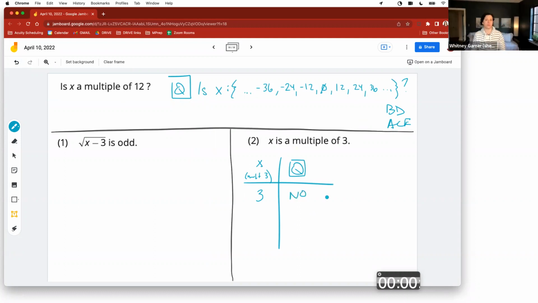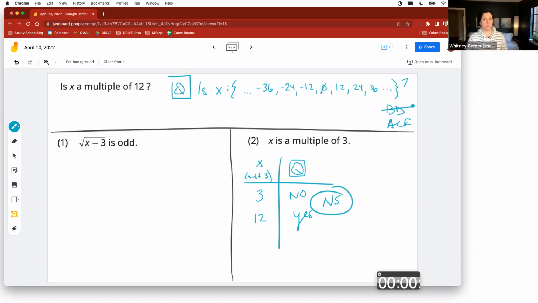But is there a multiple of 3 that works? Multiples of 3 would be 0, so that would work. But 3, 6, 9, 12, 15, 18, 3 multiplied times something. And it turns out, yeah, 3 times 4, 12 is both a multiple of 3 and a multiple of 12. I get a yes answer, not sufficient. So B and D are out.